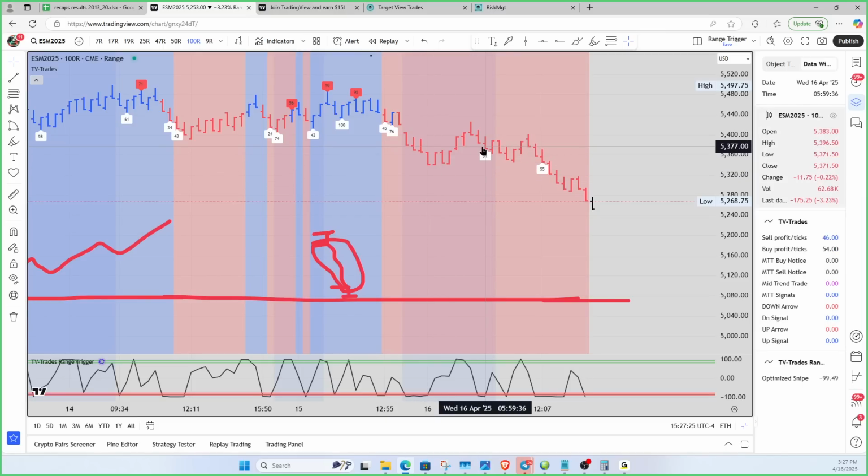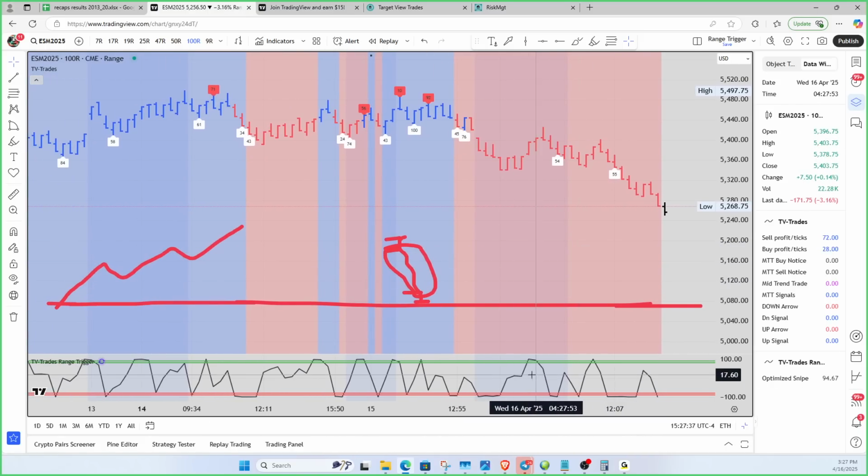If the background color is red, you're looking for shorting opportunities. If it's blue, you're looking for buying opportunities. Now, pay attention to this part. There's 2 different types of trades that I'm doing. This morning I did conservative trades, and I didn't do aggressive trades. Now, there's 3 different levels of trades, really.